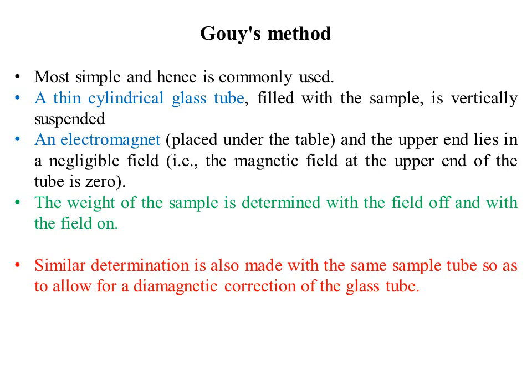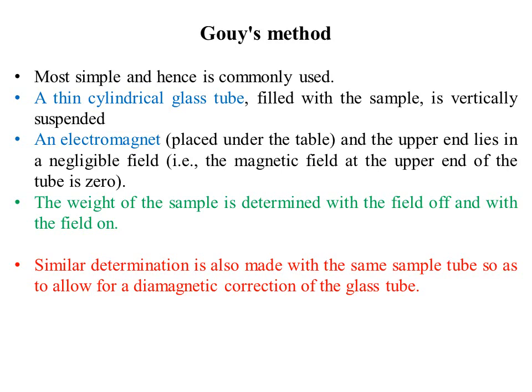An electromagnet is placed under the table, and the upper end lies in a negligible field, that is, the magnetic field at the upper end of the tube is zero. The weight of the sample is determined with the field off and with the field on. A similar determination is also made with the same sample tube empty, so as to allow for a diamagnetic correction of the glass tube.